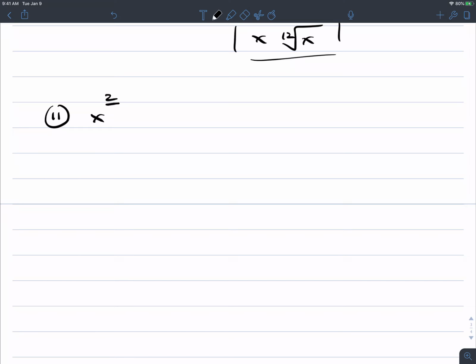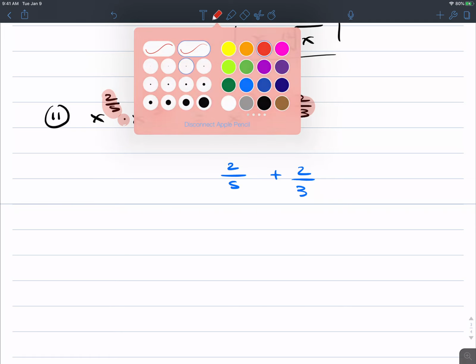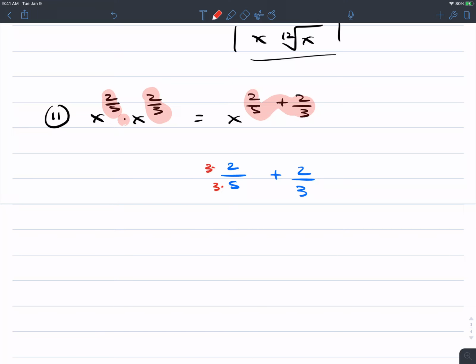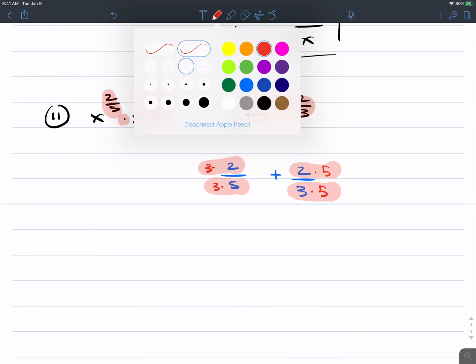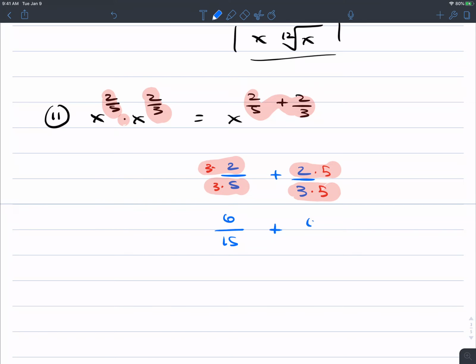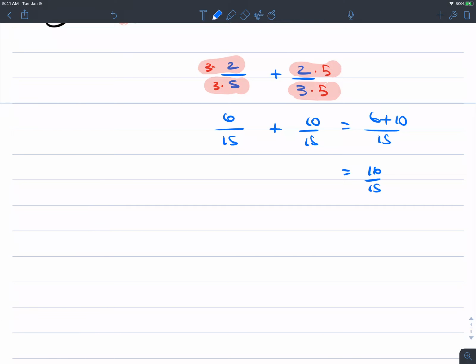Okay, number 11. X to the 2/5 times x to the 2/3, right? We know, again, we're just going to do what? We're going to add our powers. Because we're multiplying again, we add the powers, keep the base. So here's our work. 2/5 plus 2/3. What's the LCM of 5 and 3? 15? So that means I have to multiply the bottom by 3 to get 15, so I have to do that to the top. The bottom by 5, and I do that to the top. And how we multiply here is straight across, meaning horizontally across. So we'll get 6 over 15 plus 10 over 15, which is 6 plus 10 over 15. And the answer here is what? 16 over 15. So here's my new power again.